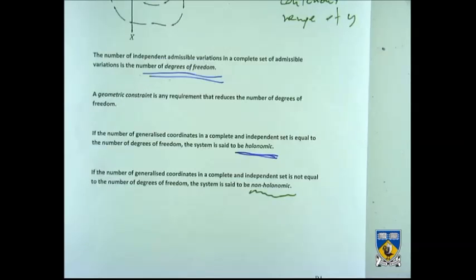However, the non-holonomic systems have the situation when the number of degrees of freedom is not equal to the number of generalized coordinates, because the number of admissible variations is smaller, as in the case of the rolling disk. Okay? And such systems are called non-holonomic, and they are much more common than students hope, because essentially anything with rolling pairs falls into this category, plus some other things. Okay?